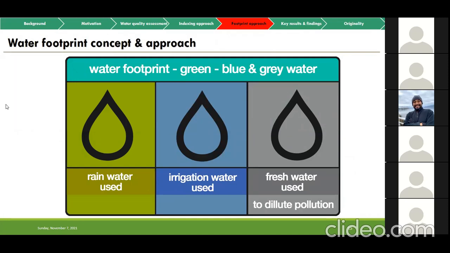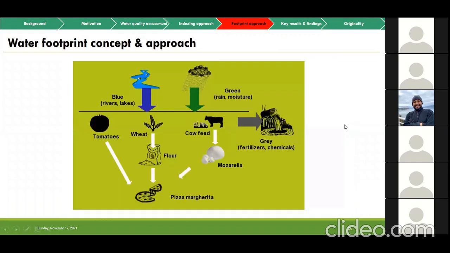Yeah. So there are three concepts: green, blue, and gray. What we'll be focusing on is the gray water footprint, but I'm just giving you a background, like how we use these concepts for the betterment of our society. So this is just an example I quoted.